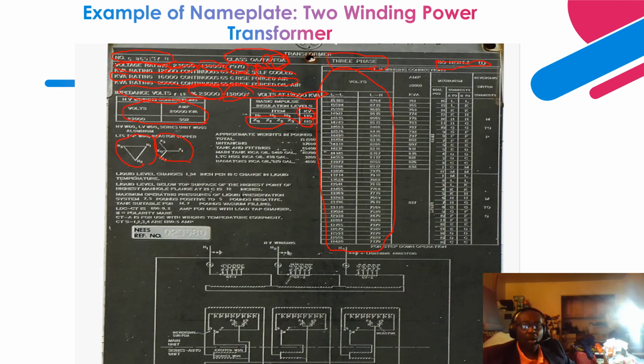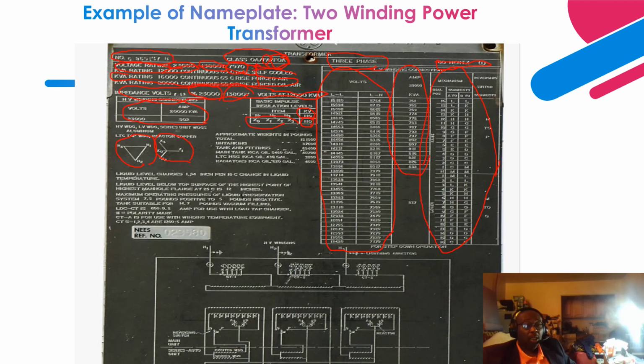Next is all the currents that can be achieved based on the MVA. Next is all the tap positions. Remember, I made mention that it's 16 taps above and 16 taps below, so basically a total of 33 taps. Next is the winding arrangement.